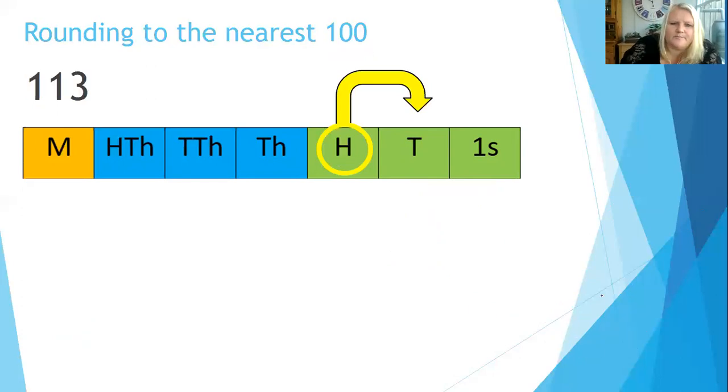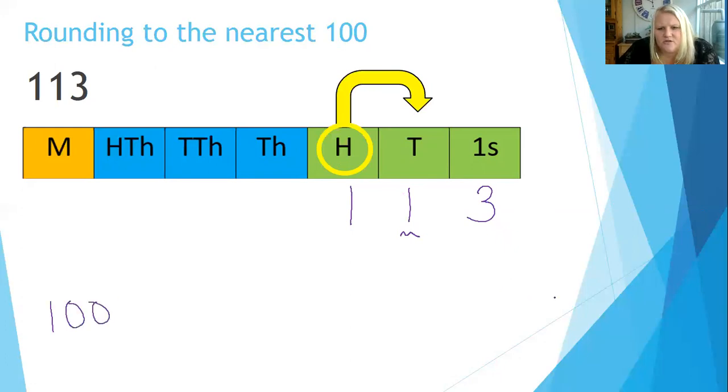Let's look at another one. I've got 113. Again, I've got my special arrow, I've got my hundreds, I'm rounding to the nearest 100, so that's there, and it goes to the next column. So this is the one I'm interested in. Right, so let's think about hundreds. The closest one here is going to be 100. What's the next 100 number? 200, well done. So I've got 100 and 200.